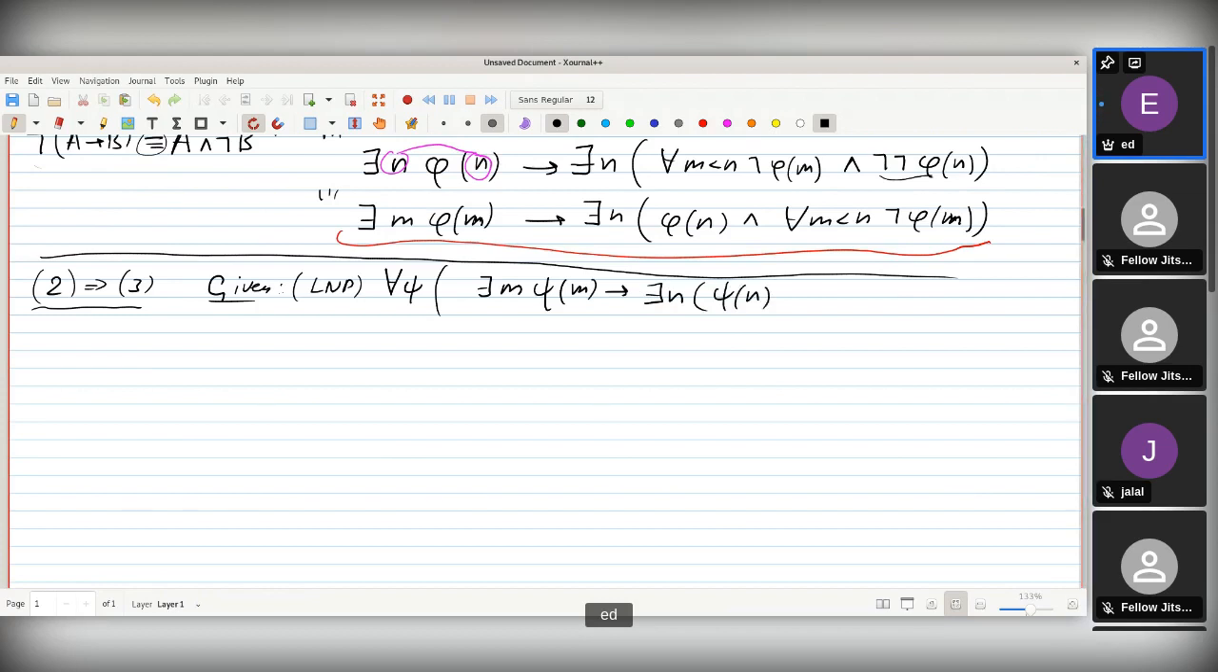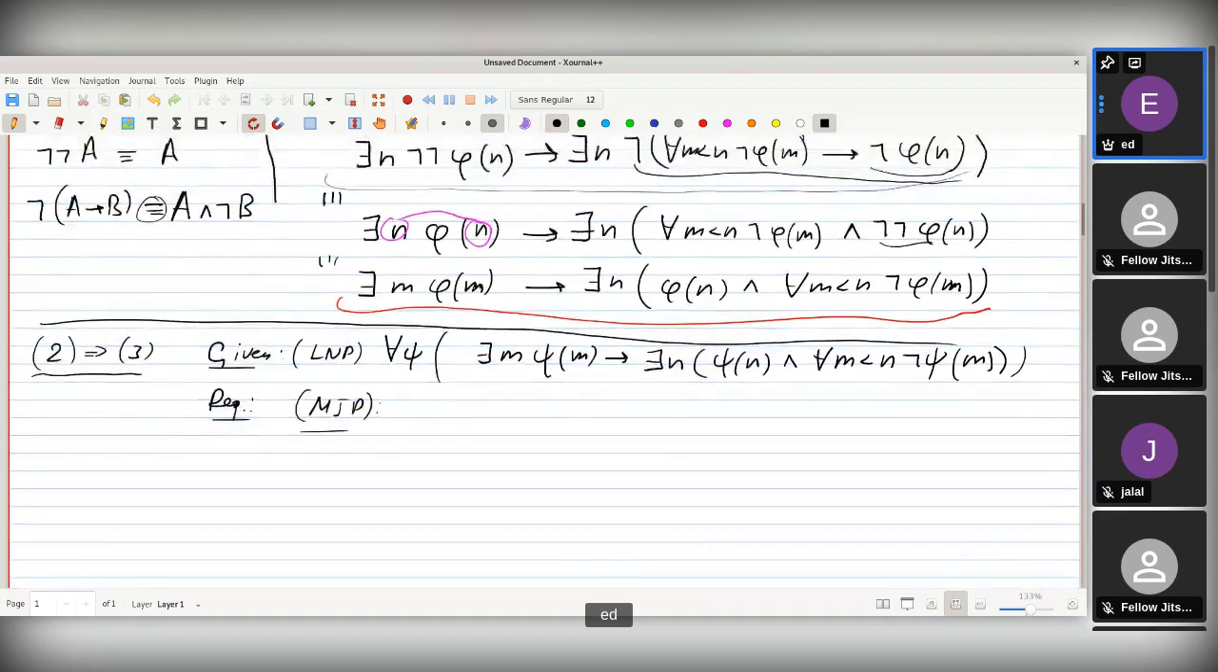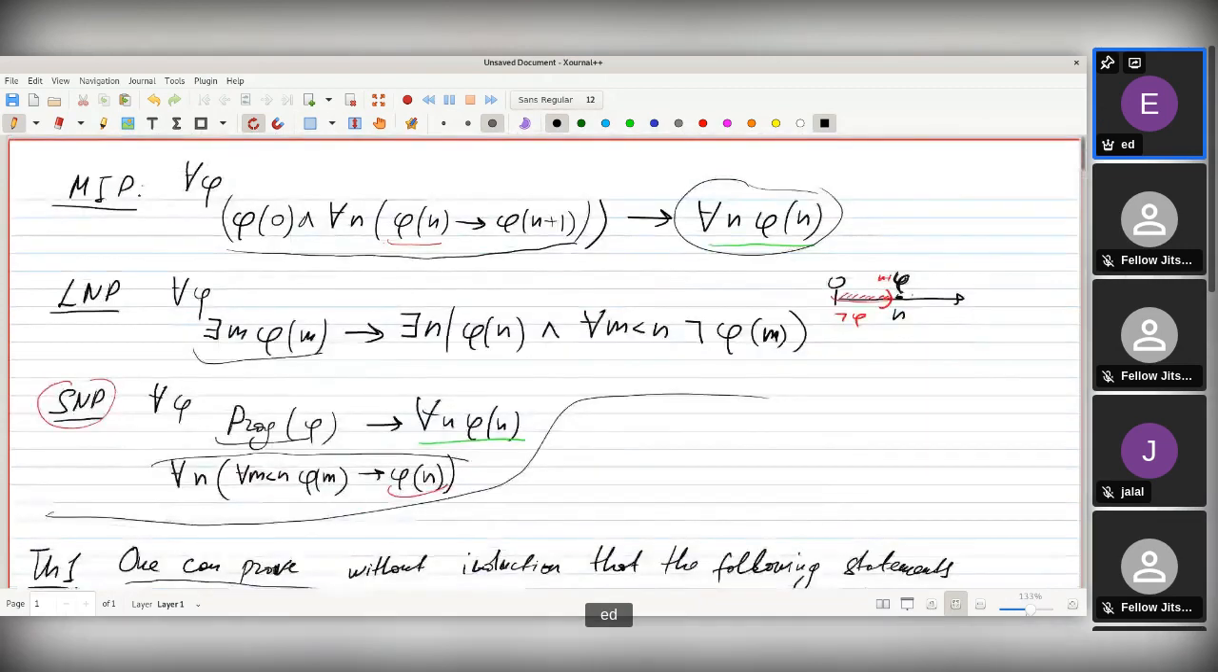There exists n such that psi of n, but for every lesser number, psi fails. That is given. What is required? The mathematical induction principle is required. So for every phi, I have that phi of 0 and this inductive step are enough to obtain for each n phi of n.